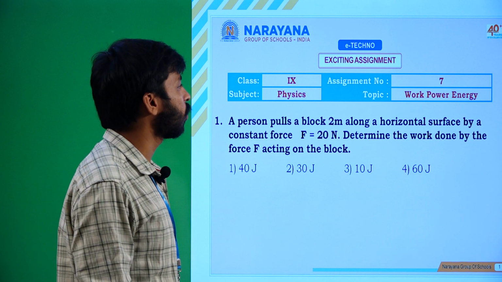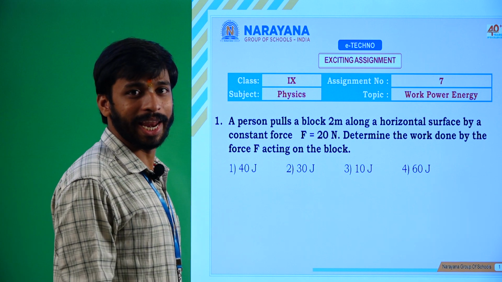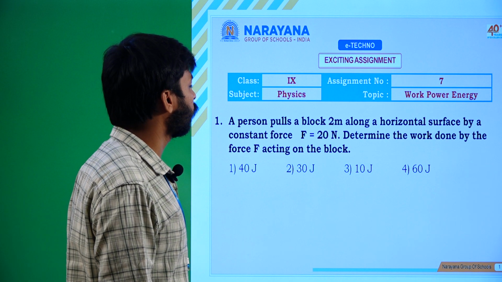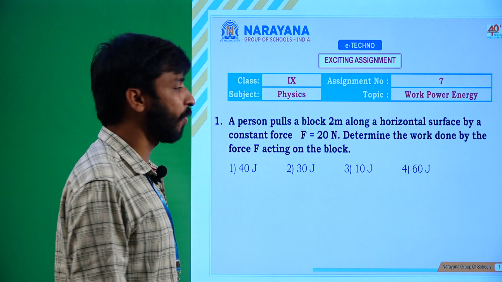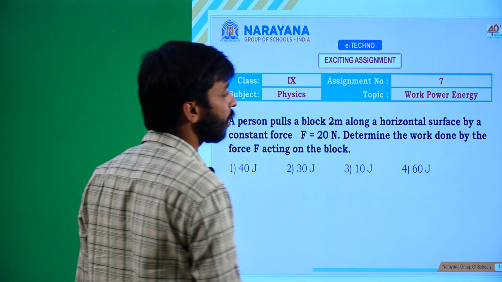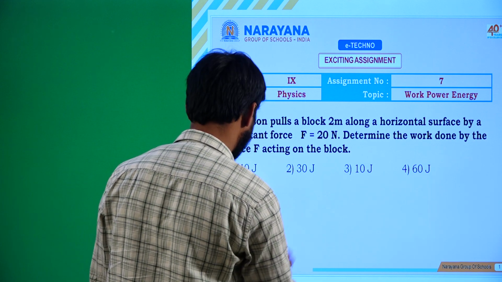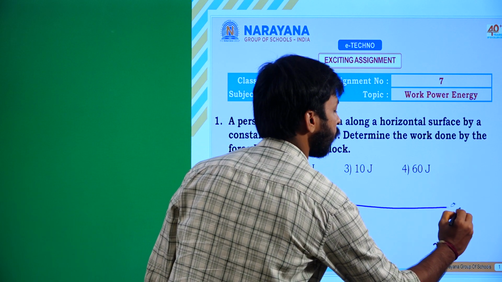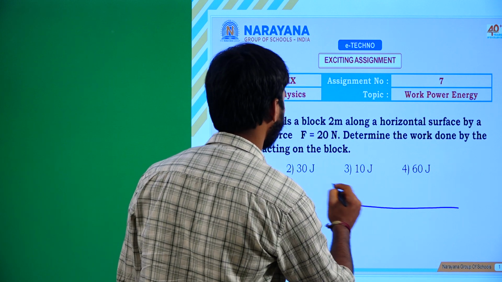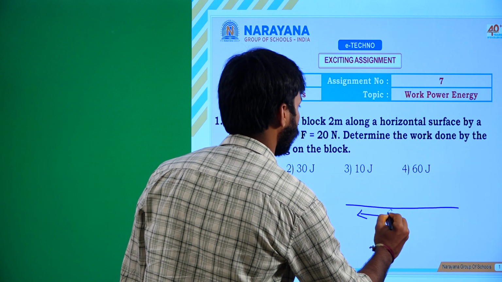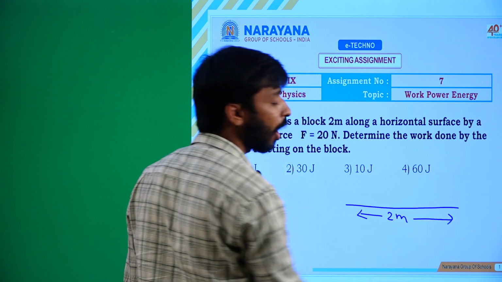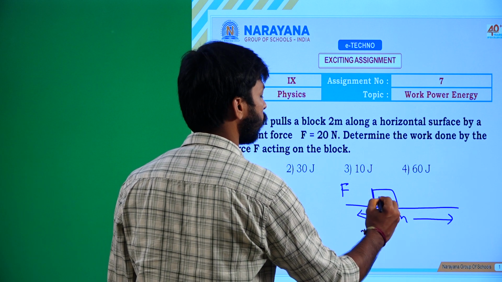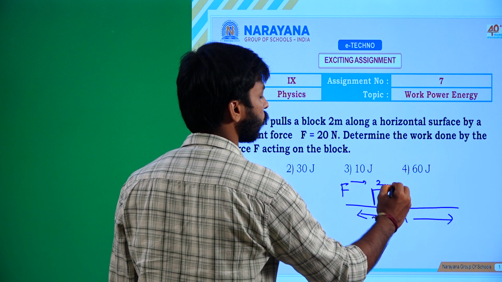Today we are discussing assignment number 7, 9th class, work, power, energy. The first question is: a person pulls a block 2 meters along a horizontal surface. Along a horizontal surface means, for example, it is a horizontal surface, and the block is pulled 2 meters along it. The force is 20 newtons.